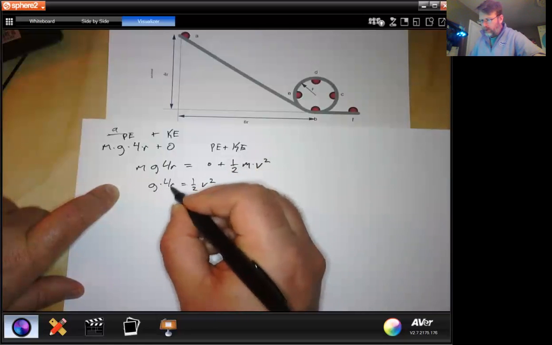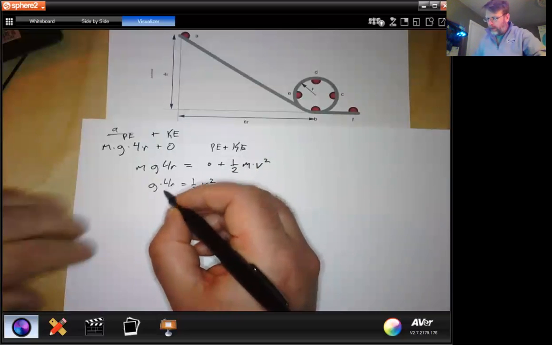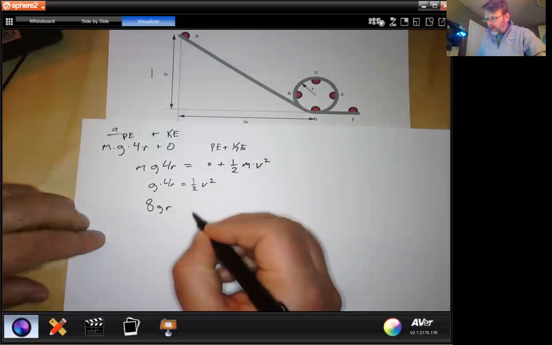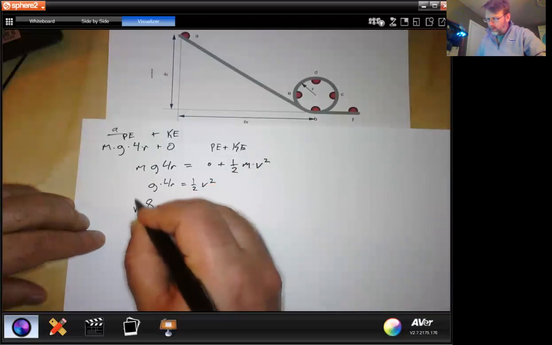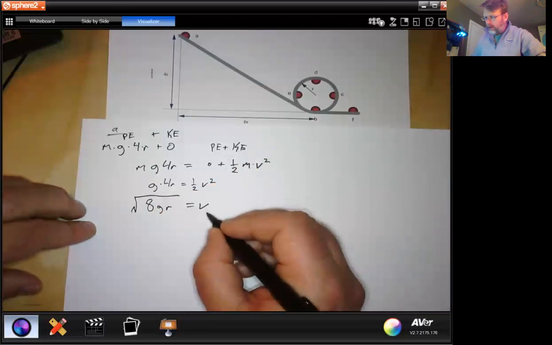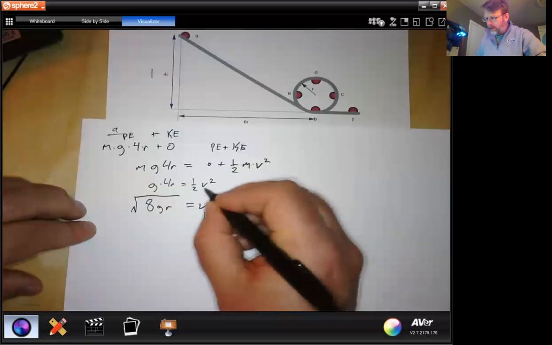Multiply both sides by 2. If we're multiplying 4 by 2, we get 8gr. We're going to square root both sides. So that is the velocity at B.